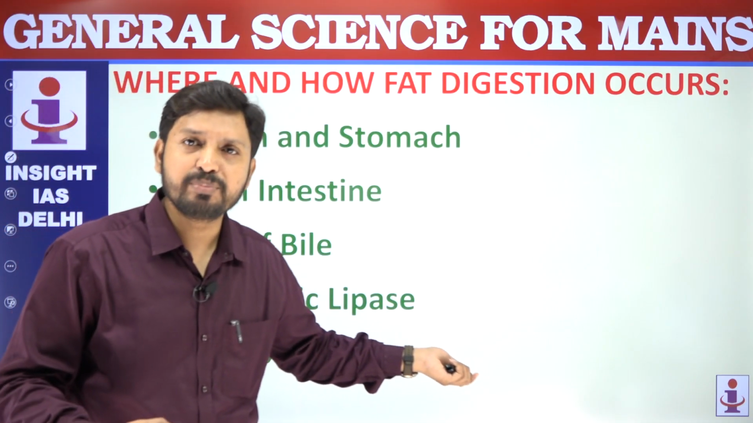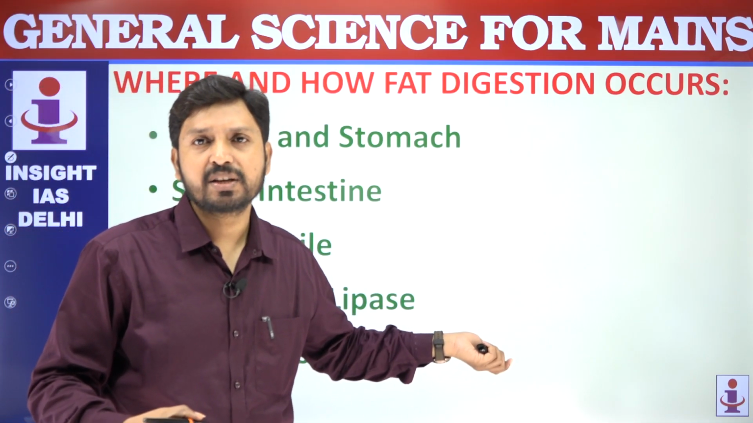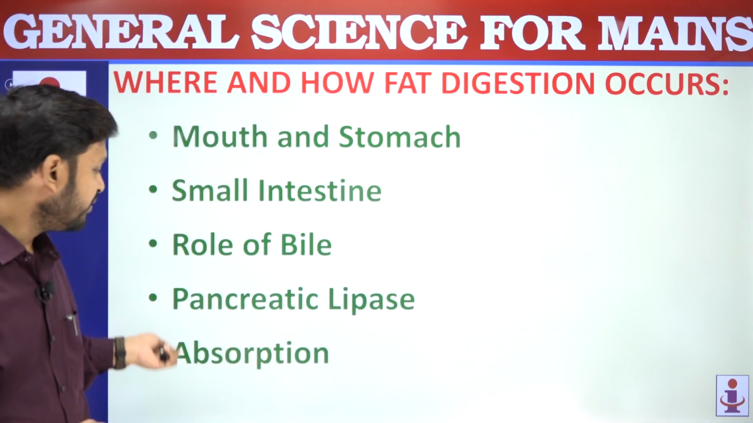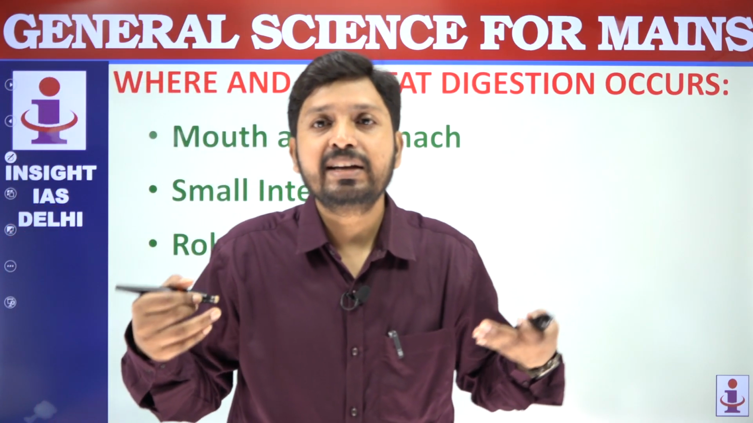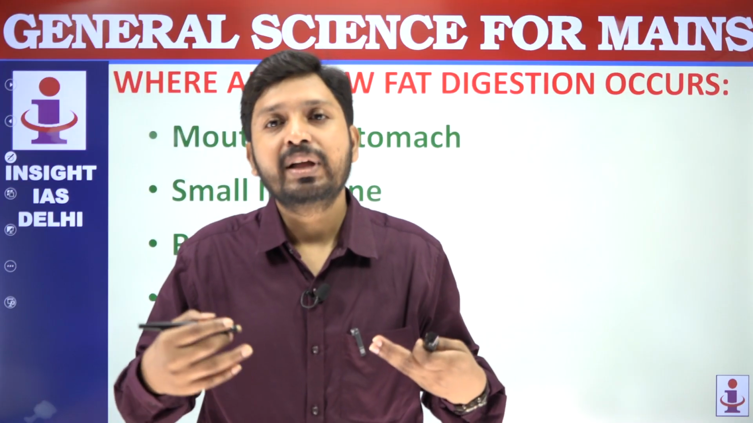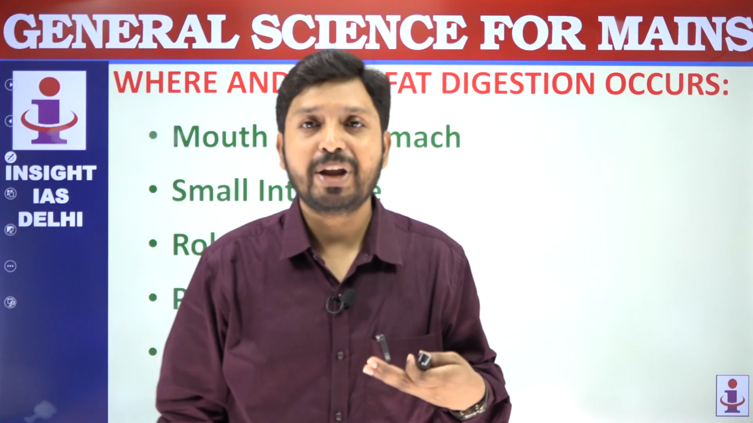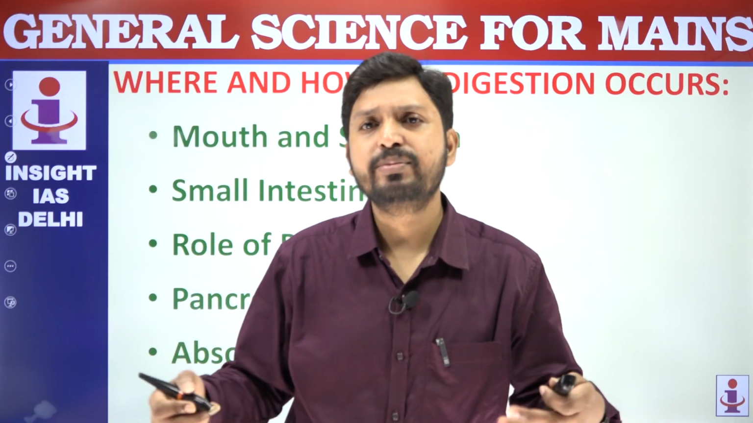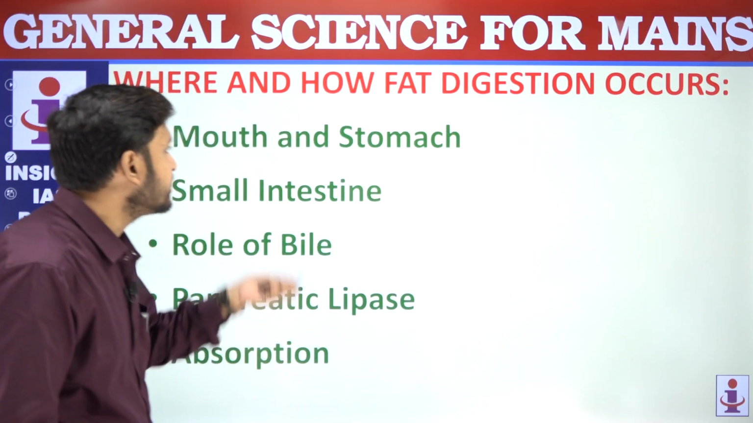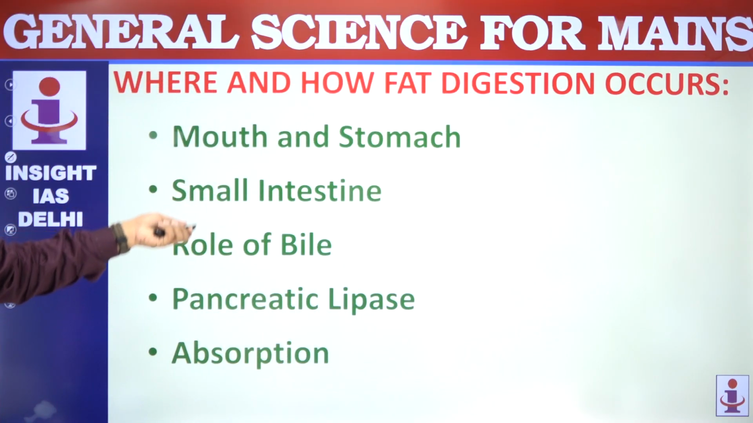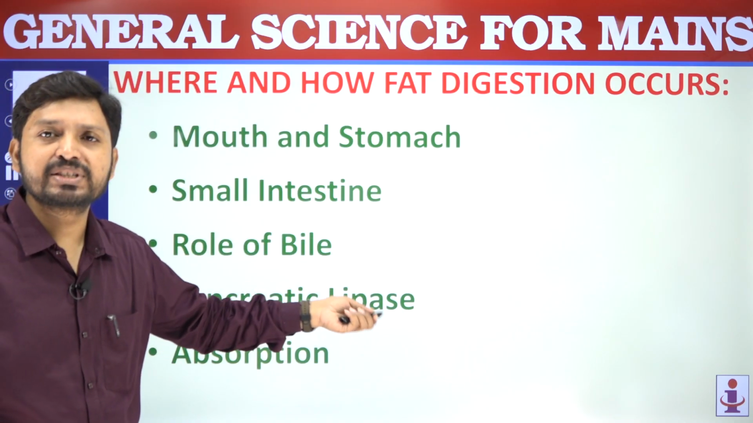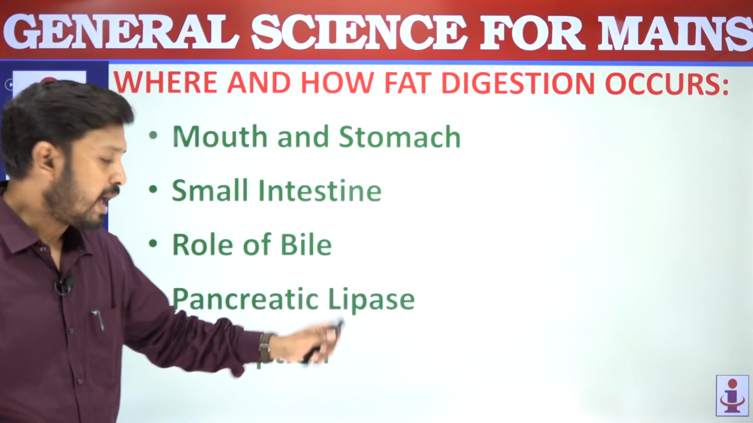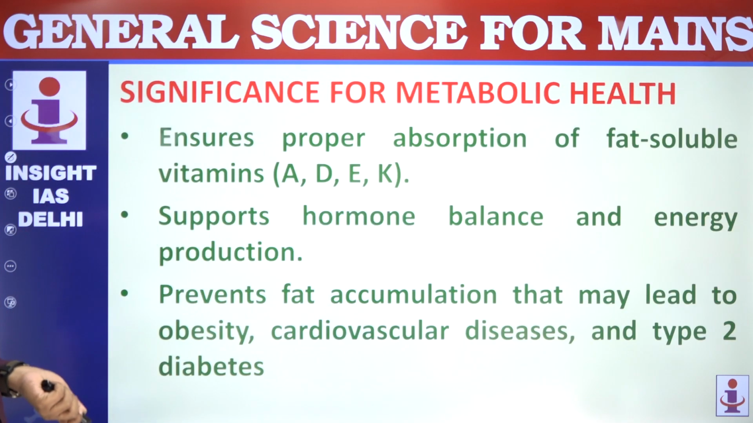Once they are converted into simple molecules like fatty acids, they are absorbed. The intestinal lining absorbs them and makes them flow into the bloodstream, and from there they are supplied to different body organs, right? So this is the process. It starts from the mouth and stomach, then the small intestine, where bile is released and breaks it down, and pancreatic lipase converts it into simpler forms, and then it is absorbed in the body. Is it clear? So what is the significance for metabolic health?